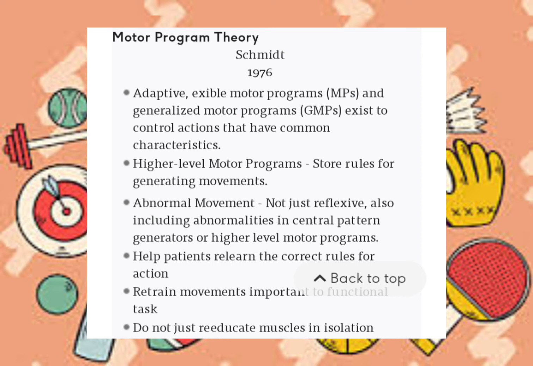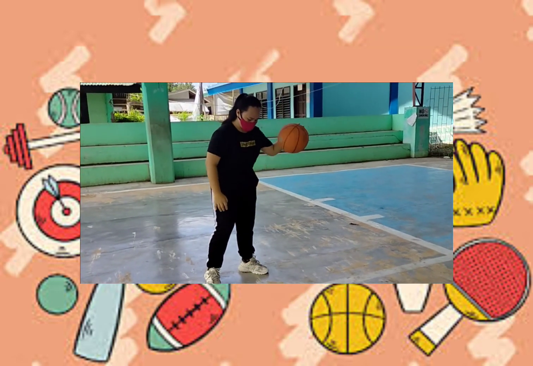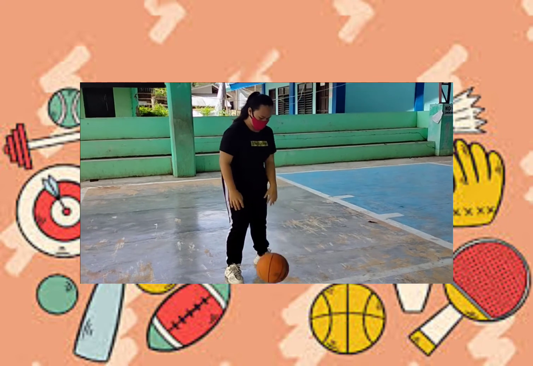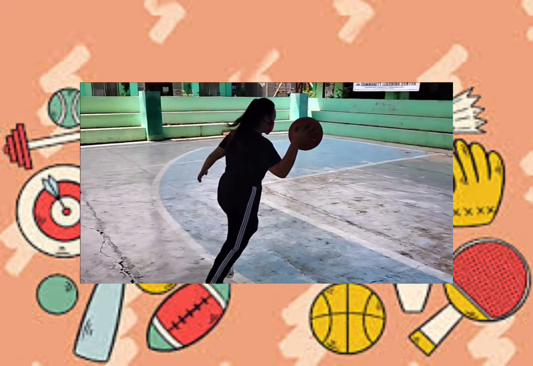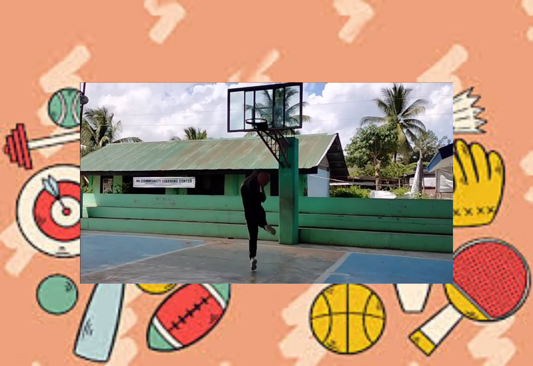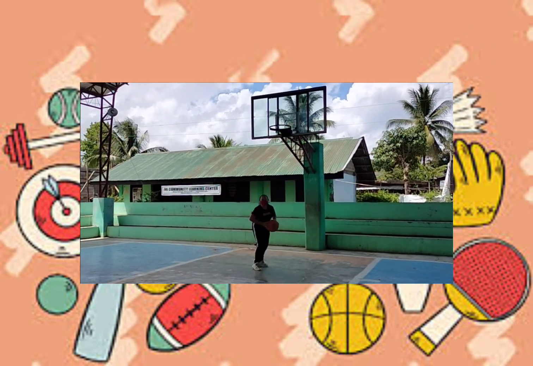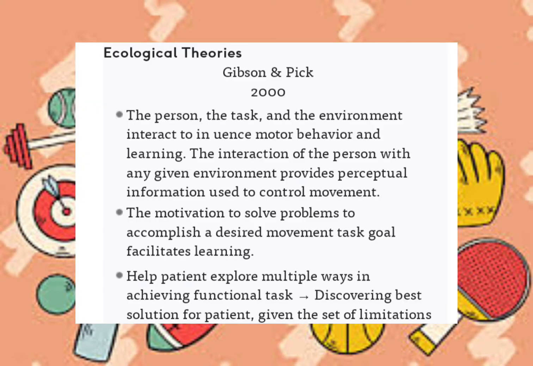Help patients relearn the correct rules for action. Retrain movements important to functional tasks. Do not just re-educate muscle in isolation. In the motor program theory, the player properly executes the basic skills involved in basketball such as dribbling, shooting, defending, and running. Ecological theories, Gibson and Pick, 2000.